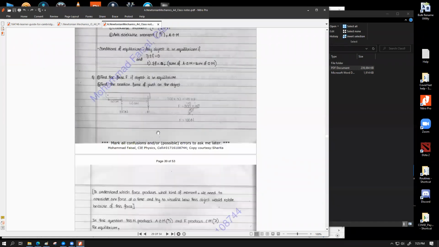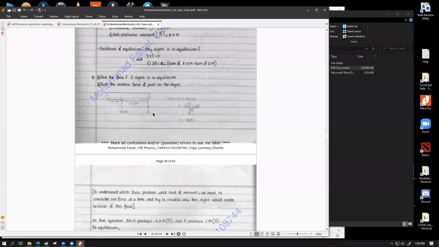Acha, let's look at this question. Find the forces if object is in equilibrium. So this is an object which is pivoted here. 30 centimeter away from the pivot, we are applying an upward force of 300 Newton. 60 centimeter from the pivot, we are applying a downward force of F. The question says the object is in equilibrium, so you have to find out what this force F is, which means total clockwise moment should equal total anti-clockwise moment.